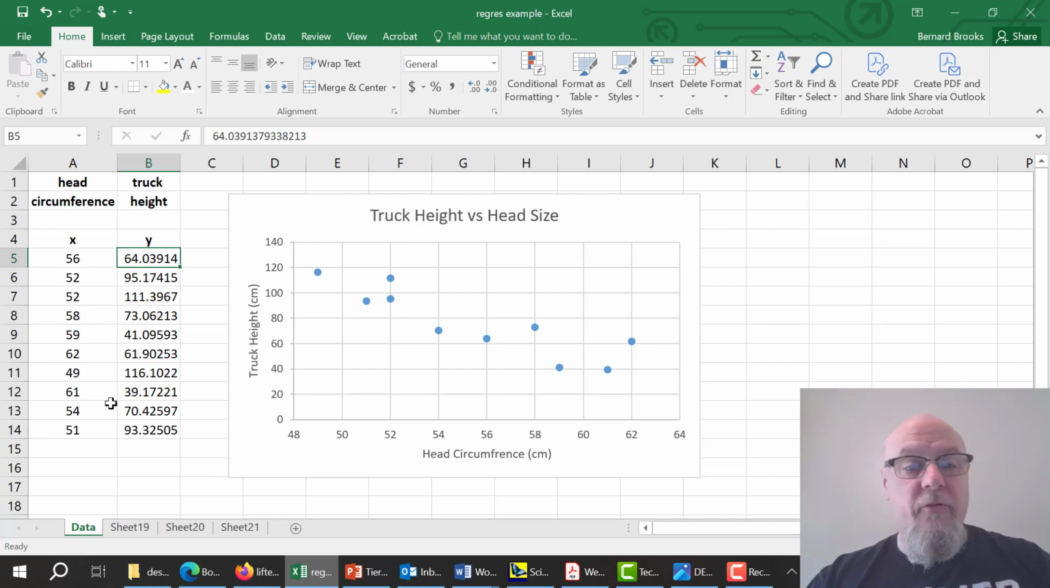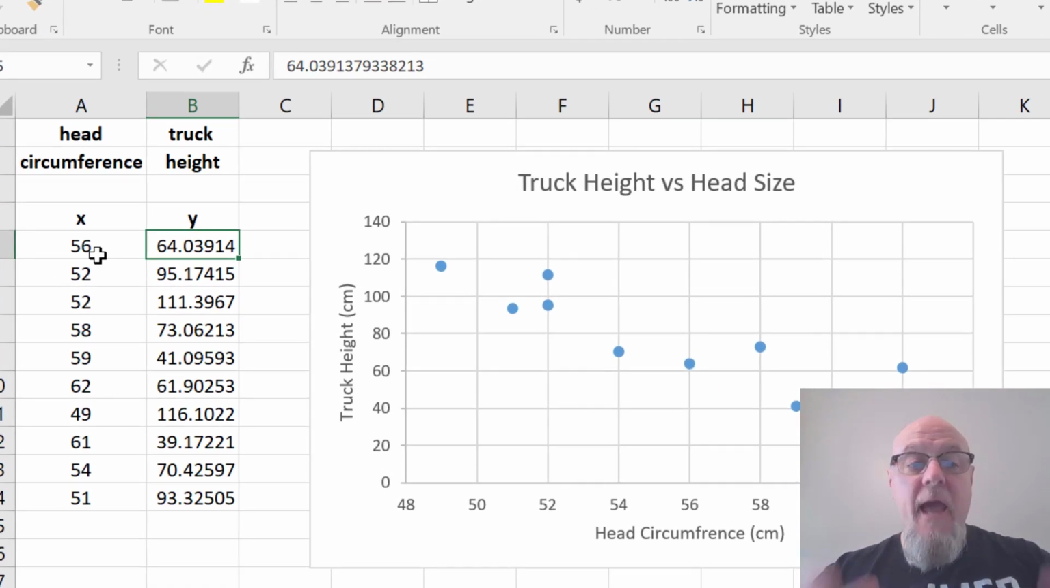So everything's in centimeters. We made the head circumference the X variable, and the truck height, in centimeters, the Y variable. And here is the data plotted. It looks linear. It looks like we've got a relationship. So let's do linear regression on this data. Looks like there's a negative slope. It looks like from the data that as the head gets bigger, the truck height comes down.